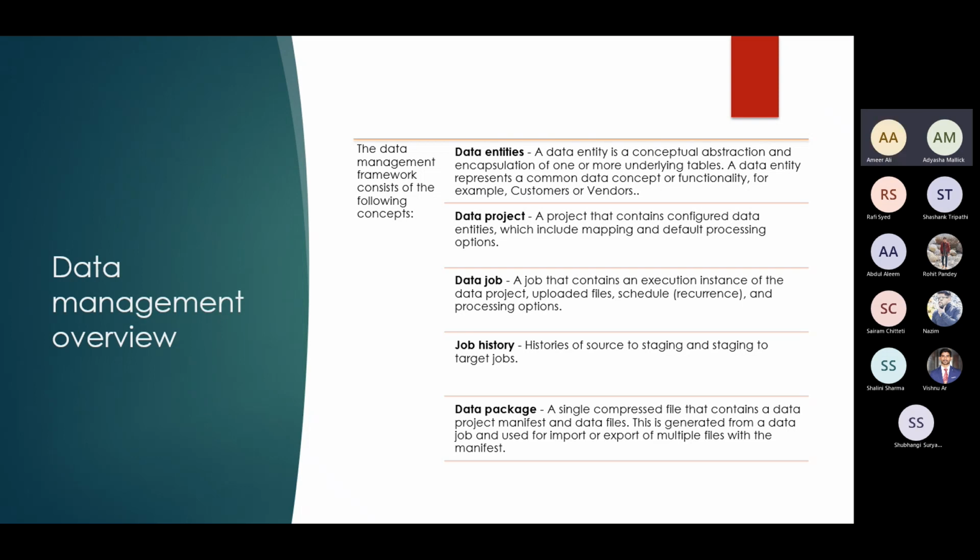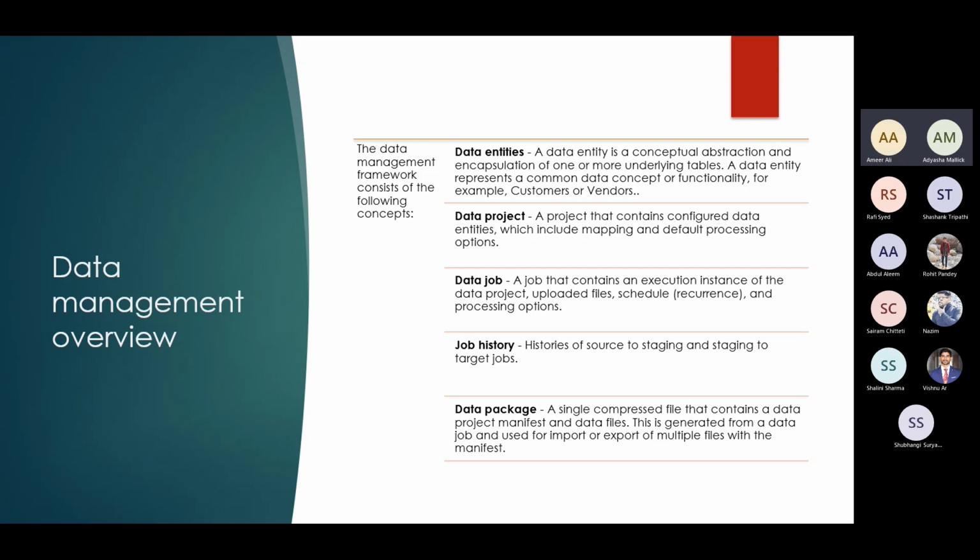All right. So a data project is a set of configured entities. We will have a list of entities added into a single project. As a data project itself, we can give access to the client so that they can import their data. Then we have data jobs, a job that contains an executable instance. For example, we can attach an Excel file from outside, put it into the system and create it as a job itself. We can schedule a time or a recurrence, so that the system will keep on reading the data and pushing it into the system.